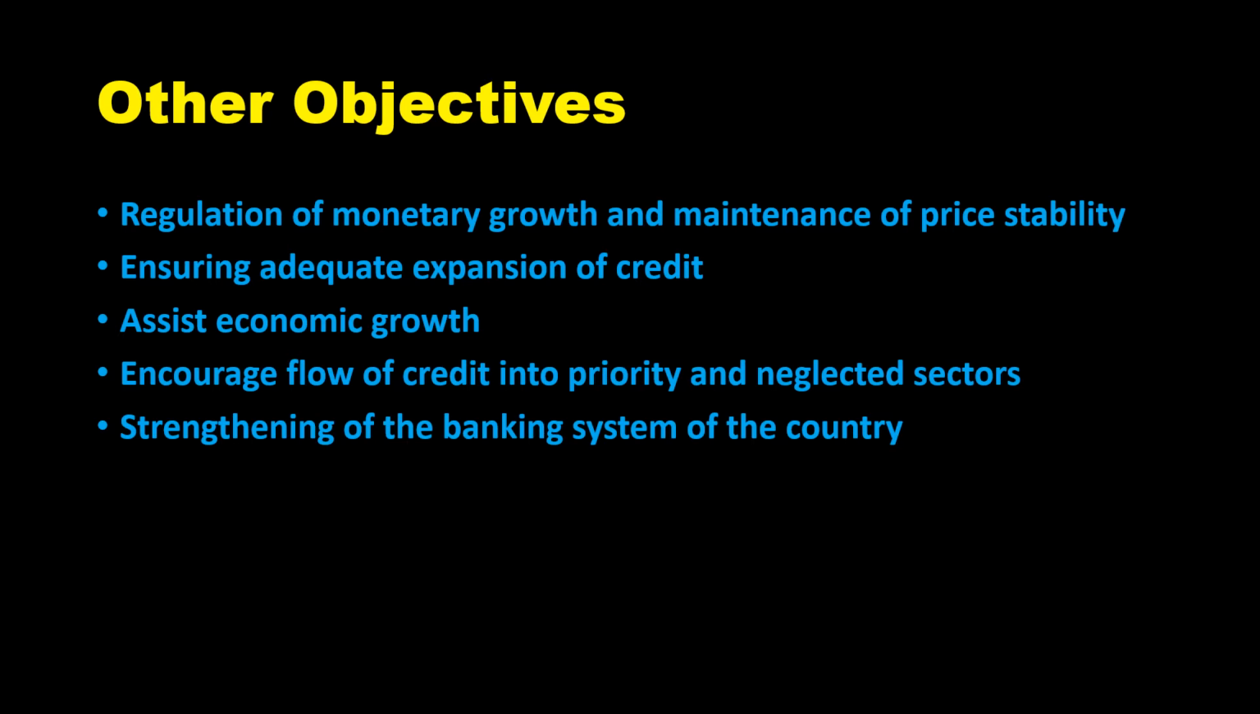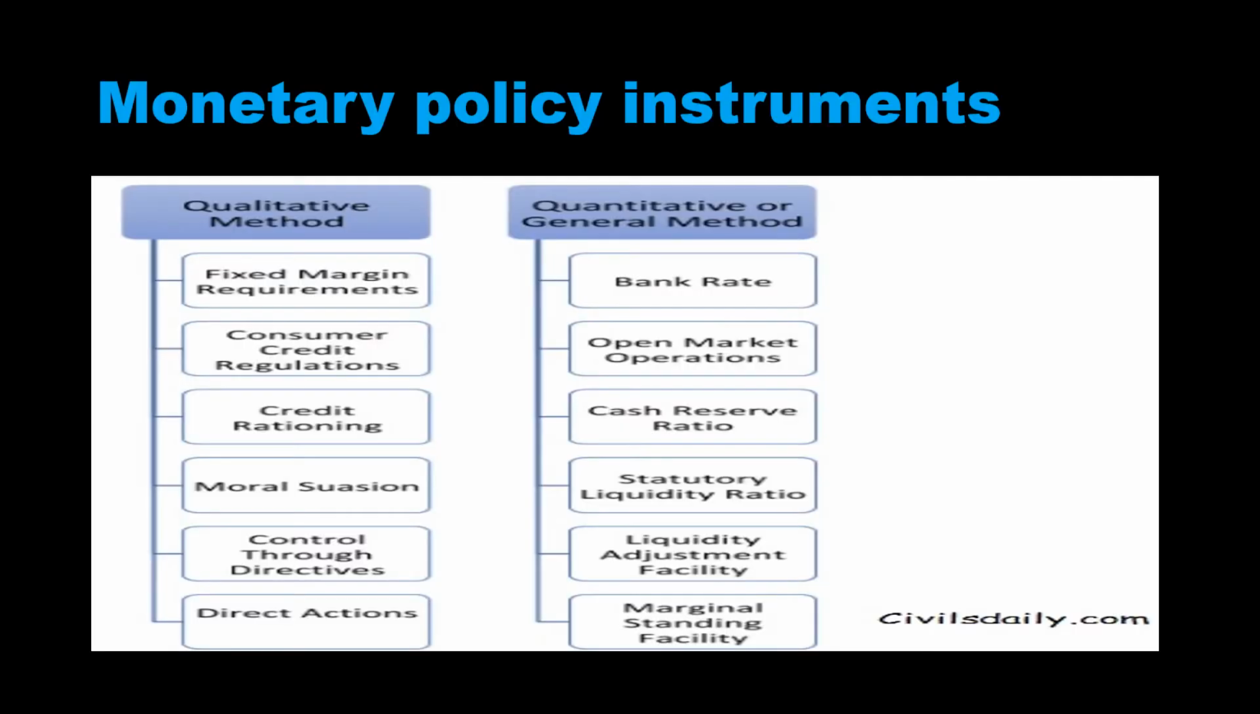Then encourage flow of credit into priority and neglected sectors. So when banks issue loans, they will direct banks to give some percentage of loans only for a particular priority sector or for a particular neglected group of people. Then strengthening of the banking system of the country, of course, by giving some preference to the banks, they will try to strengthen the banking systems. So these are some other objectives of monetary policy.